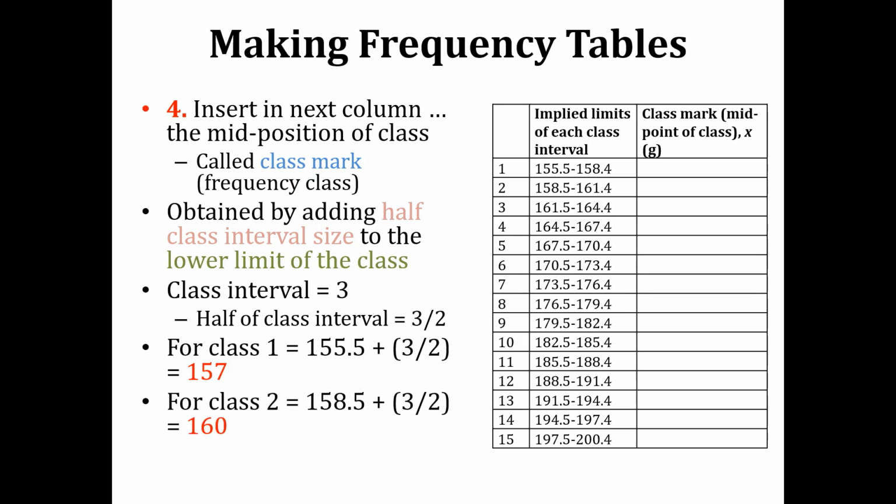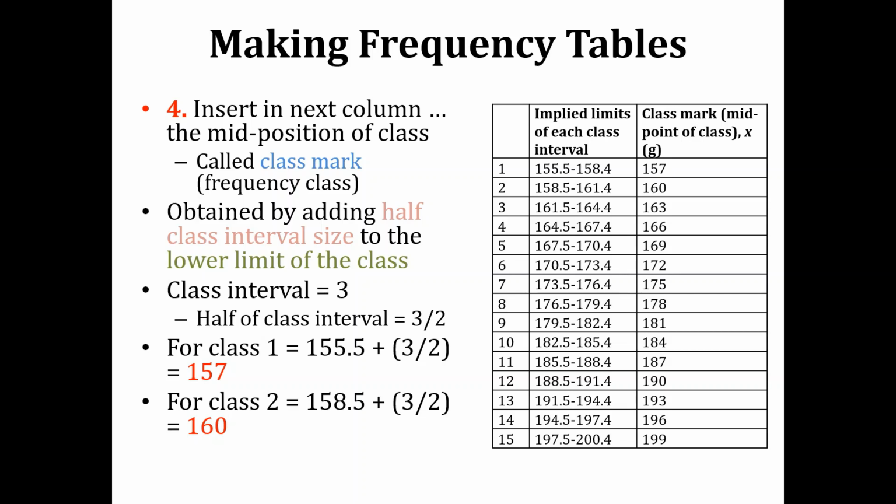And for class number 2, we are going to calculate by the same method. The lower limit of class number 2 is 158.5, and we are going to add half of the class interval to this, and this is going to give us 160. So 160 is the middle point of our class number 2. It is our class mark, right? So this is how we are going to identify the class marks for each of these frequency classes. 157, 160, 163, 166, and so on.